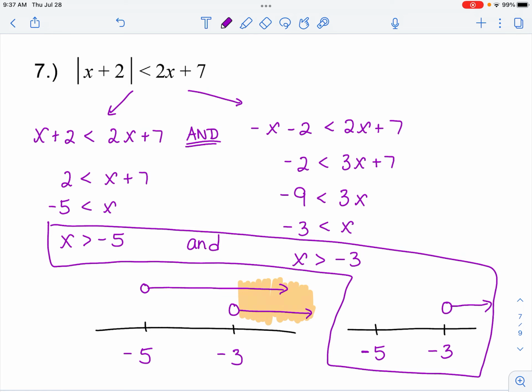Now, quick follow-up. If this had been an or, and if this was the number line, I would have done from -5 up instead, because it would be anything I can graph I could keep. But it wasn't and, so I needed the overlap, okay?